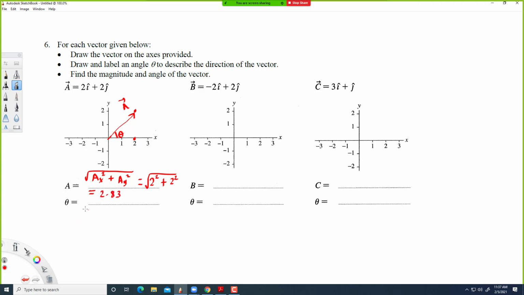And then for angle, use tan inverse of y component, which is 2, over x component, that should give you 45 degrees. I think you guys can do the other ones also, okay? Pretty straightforward. I will let you guys do the other ones.